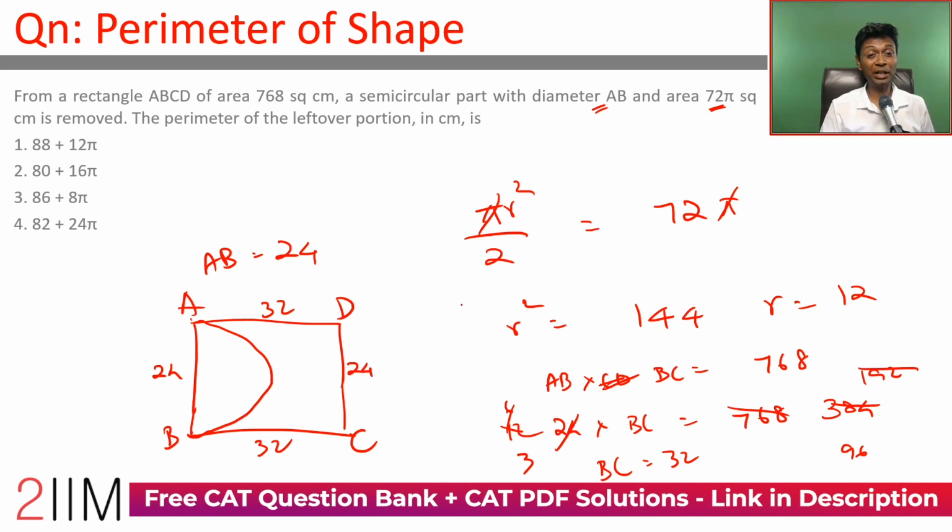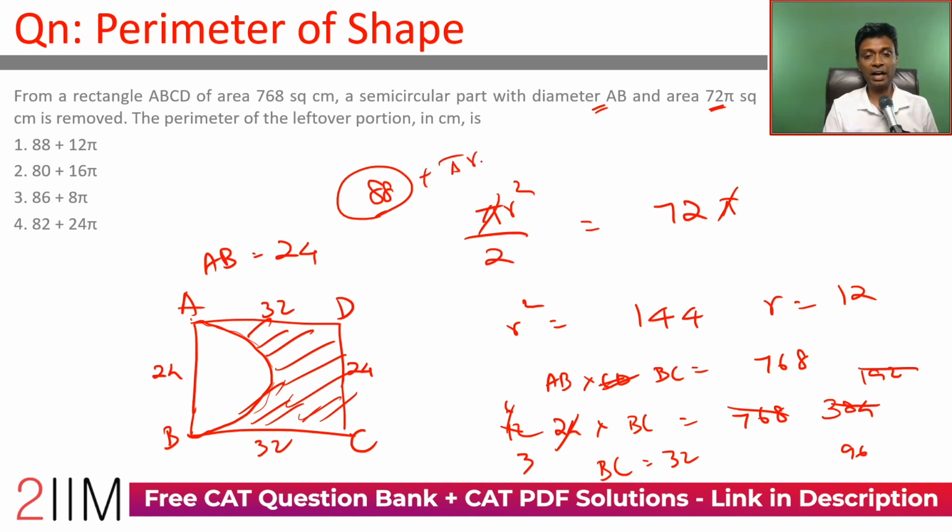Now we want to find the perimeter of the leftover portion. This is the perimeter. This is the leftover portion. Perimeter will be AD plus DC plus BC, and then half the perimeter of this circle. 32 plus 24 plus 32, 64 plus 24, 88, and then pi r, 2 pi r by 2, where r is 12. 88 plus 12 pi, which is this number.